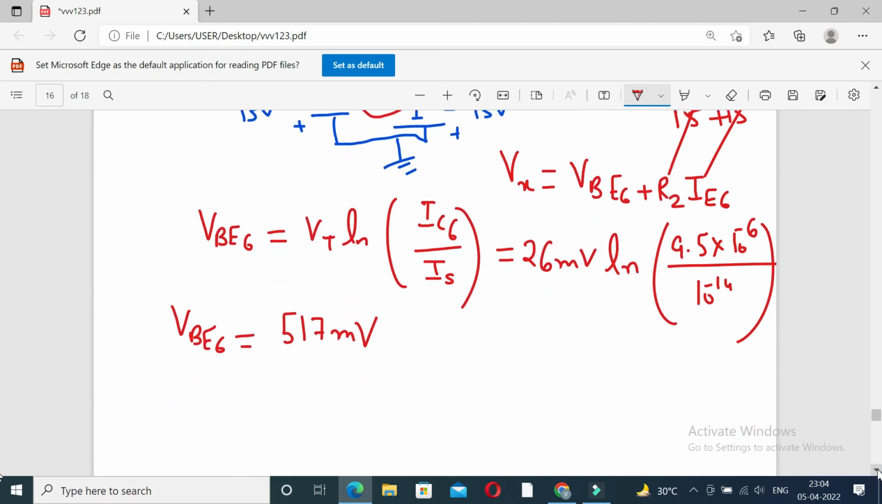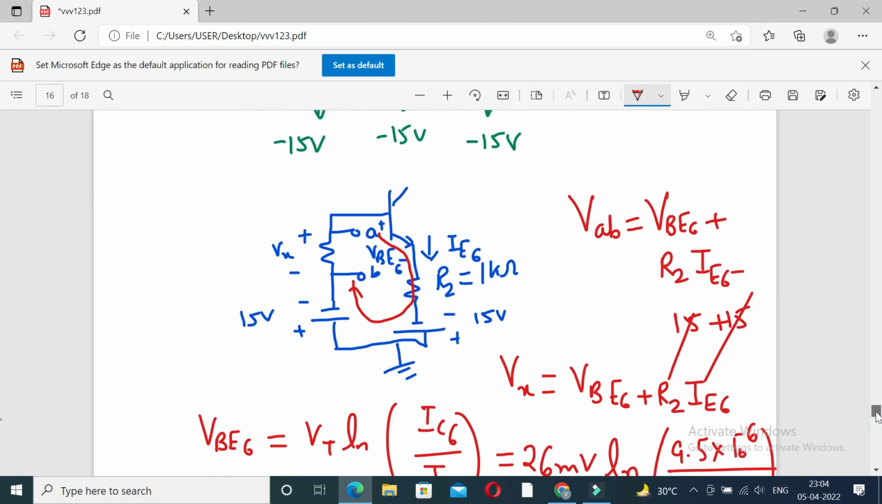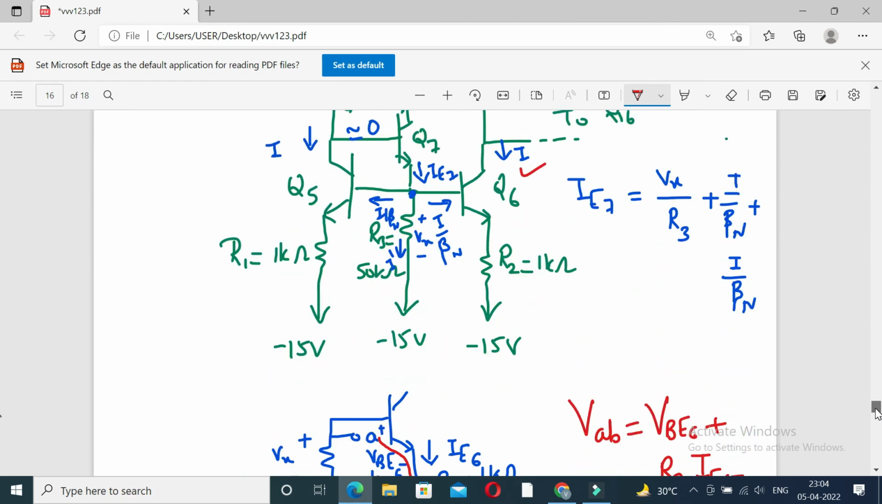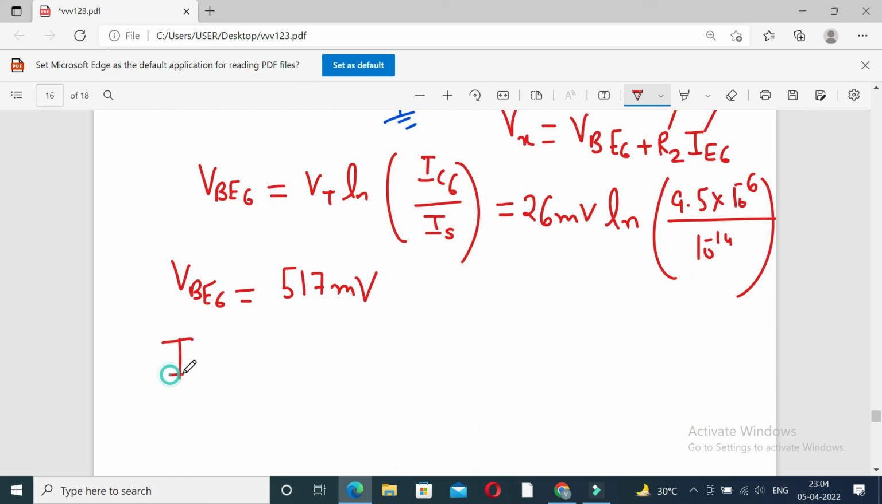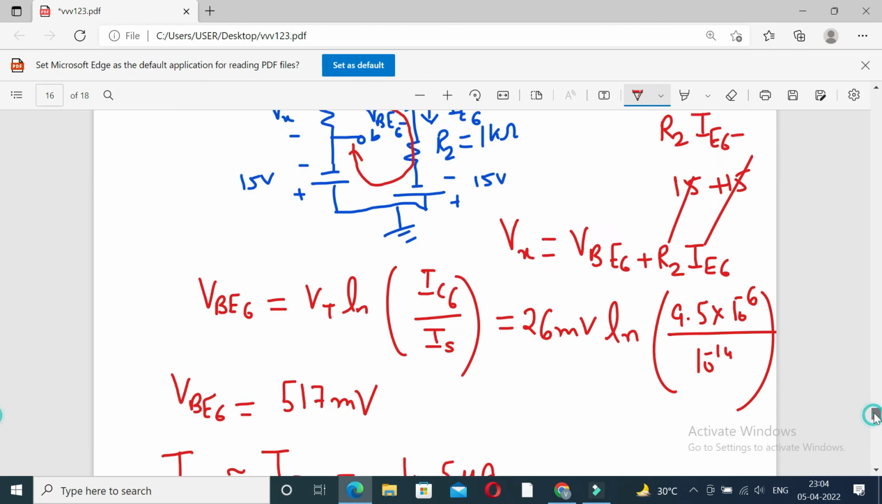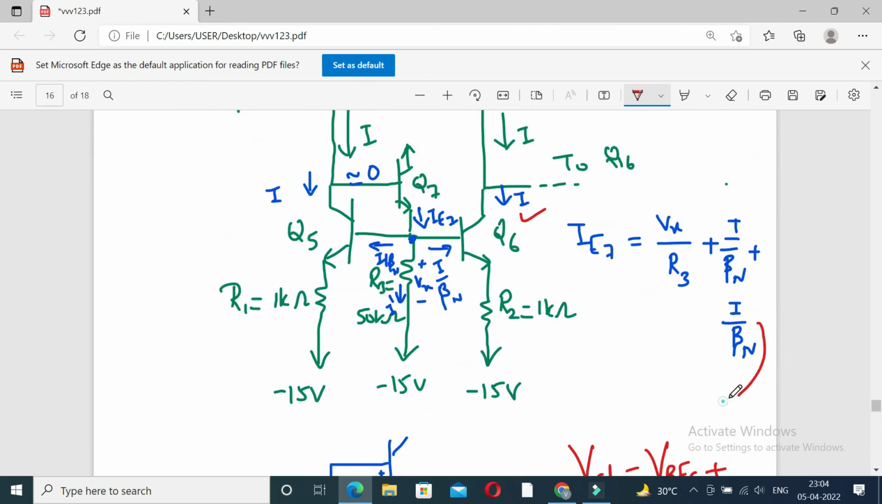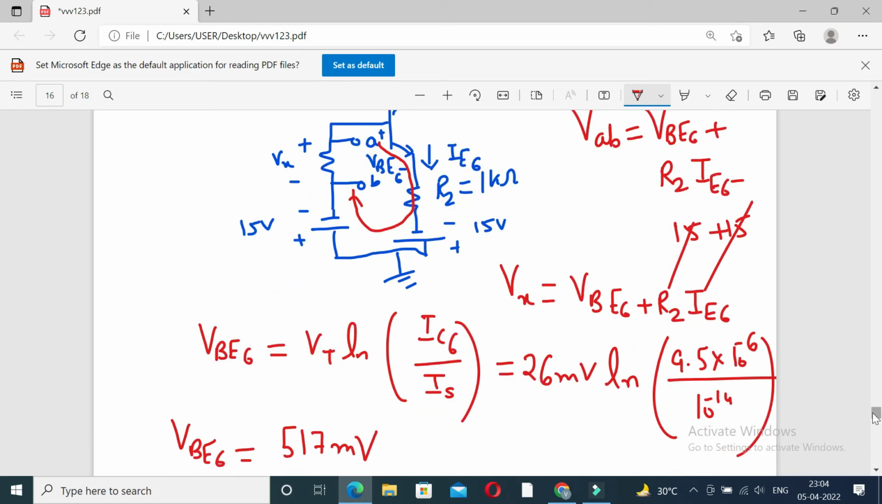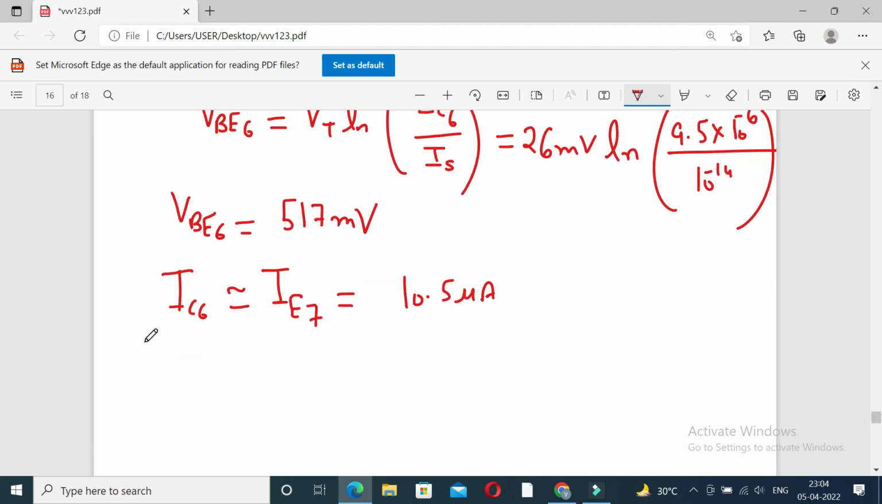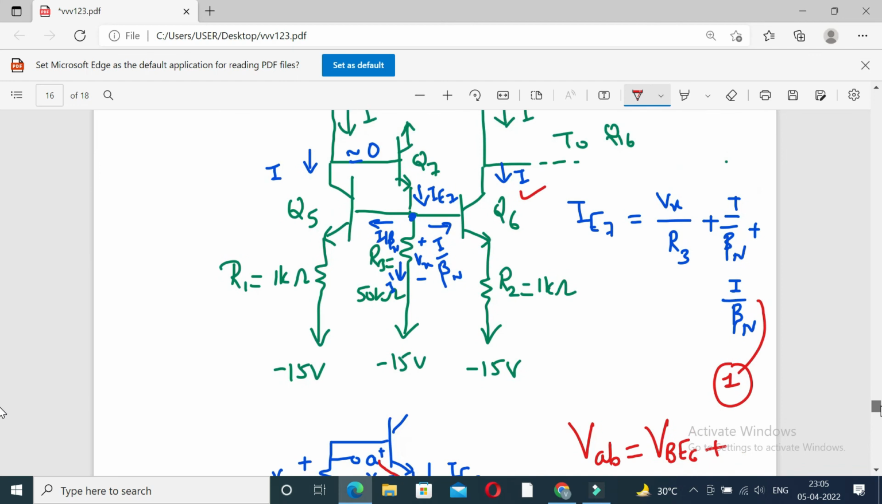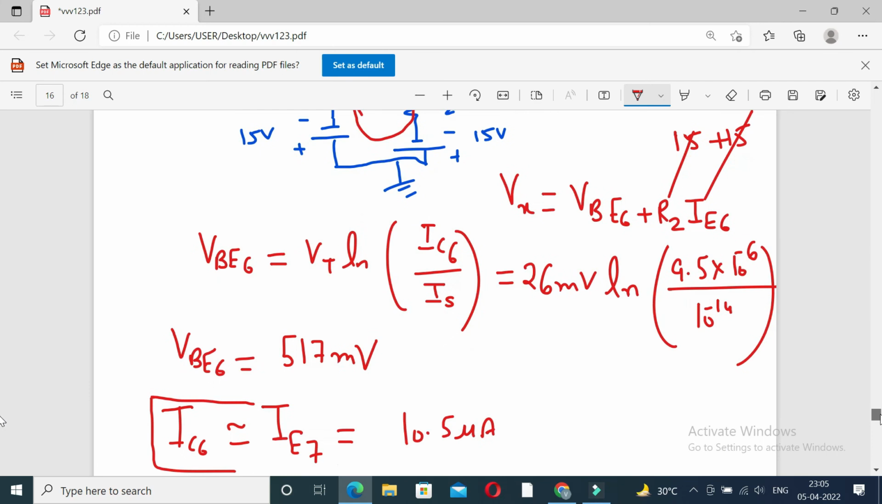And IC7, or you can say I7, is equal to 10.5 microampere, and this comes from equation number 1. This gets the value of IC6 or IC7.